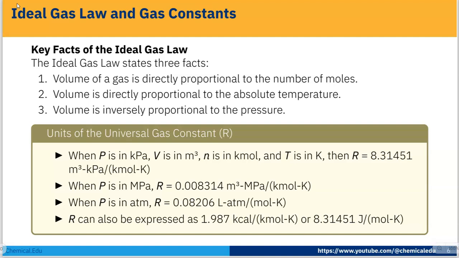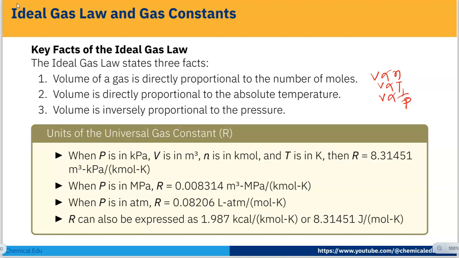Now what are the key factors of the ideal gas law, or key facts, not factor? The ideal gas law states 3 facts. So volume of gas is directly proportional to the number of moles. So here V is proportional to number of moles. Volume is directly proportional to the absolute temperature, V proportional to temperature, and volume is inversely proportional to the pressure, V is inversely proportional to the pressure.